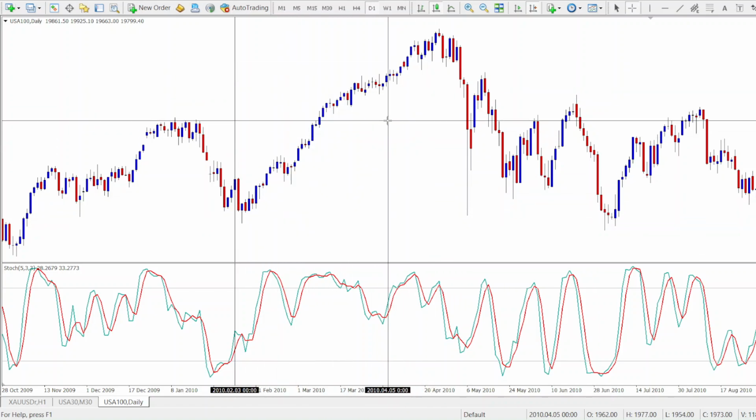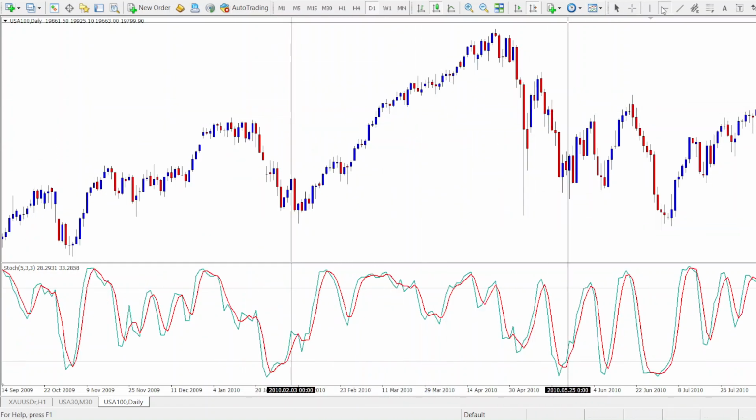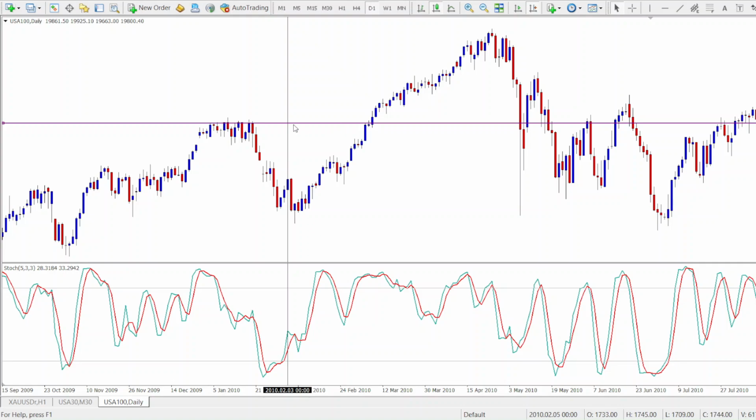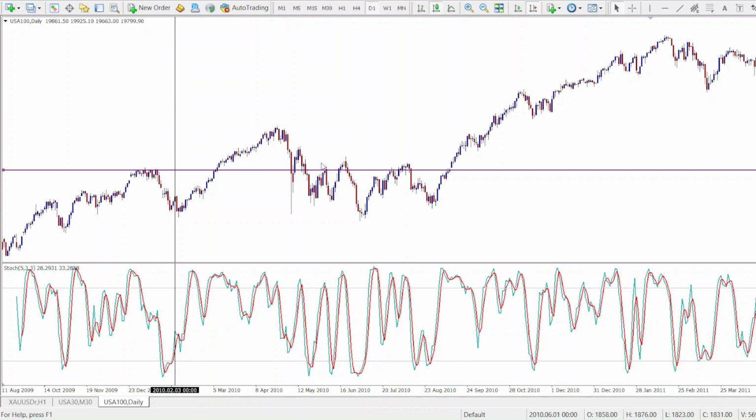And for the take profit, we can consider resistance levels. This would have been a good place to exit the trade if we were to use the resistance level. That means we would have entered somewhere around here and exited somewhere around here.